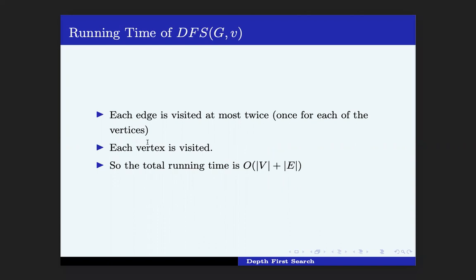Now, here as it is written there, every edge is visited twice, and each vertex is of course visited. So the total running time is nothing but order V plus E, which, as we remember from last time, is exactly the size of the adjacency list. So the running time is linear. Okay, we have not done anything non-trivial over here.